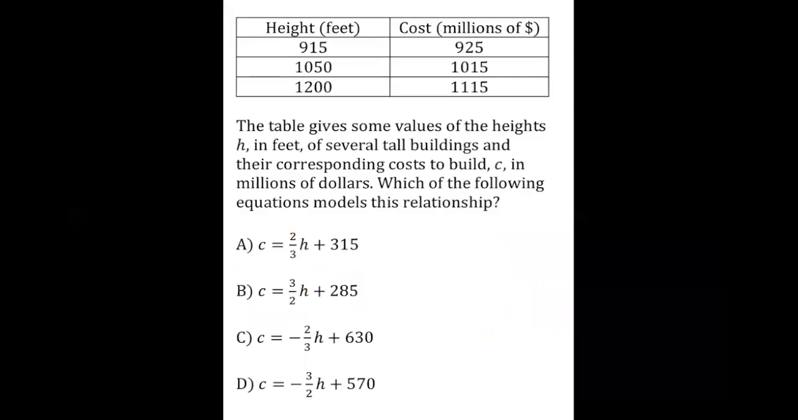All right, next question. The table above gives some values of the heights h in feet of several tall buildings and the corresponding cost to build C in millions of dollars. Which of the following equations models this relationship? What we notice from the answer choices is they are in that y equals mx plus b form. These are all in that slope-intercept form of a line. And what I notice is the slopes are all different, and that is how we can solve this.